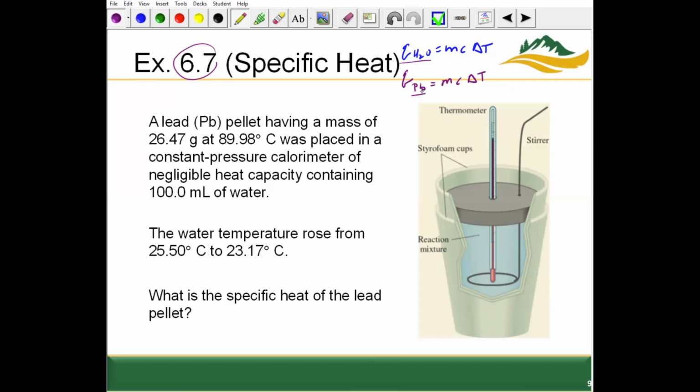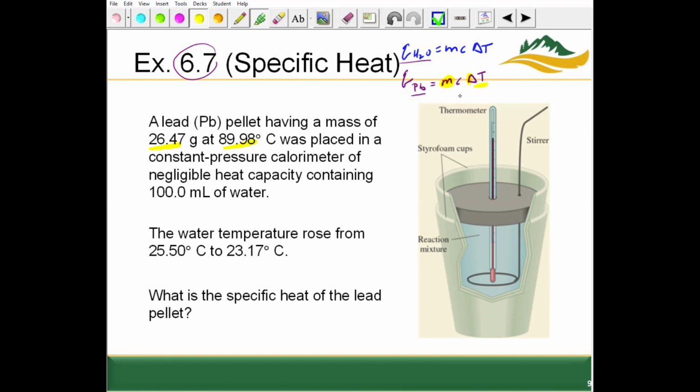a Q equals m c delta T for the lead. Let's see what we know so far, or what we could figure out based on what's given in the problem. So the lead has a specific mass. We are given that, so 26.47 grams. We know that it starts at a specific temperature, but we don't know where it ends up, or at least we're not told explicitly what the temperature is.